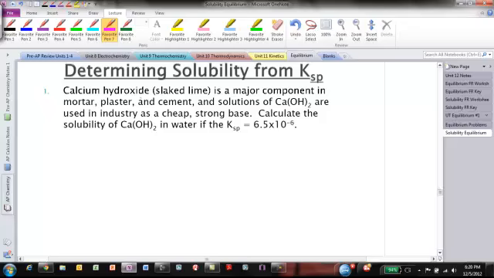So calcium hydroxide is a major component in mortar, plaster, and cement, and solutions of calcium hydroxide are used in industry as a cheap, strong base. Calculate the solubility of Ca(OH)2 in water if the Ksp is 6.5 times 10 to the negative 6. So we're going to write what our solubility reaction is. Okay, and then our formula for Ksp, [Ca2+][OH-] squared. Okay, and they gave us Ksp, and we have to go solve for the solubility of Ca(OH)2.